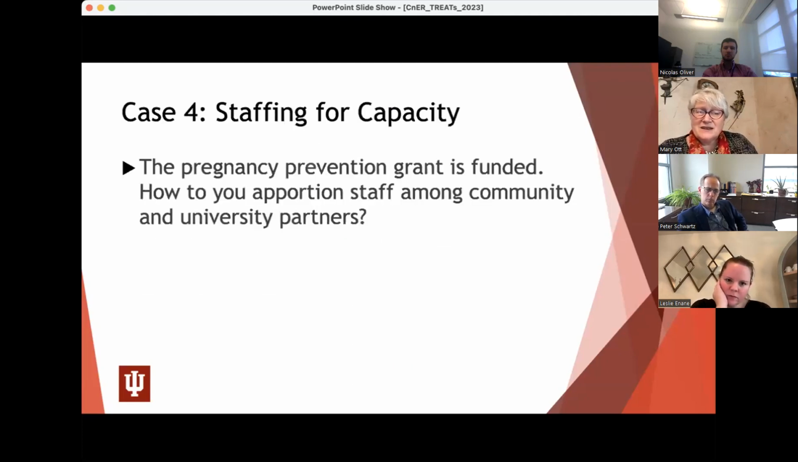So staffing for capacity. The pregnancy prevention grant is funded. So this flows from this idea of equal partnership. How do you apportion staff among community and university partners? How do you do this in a way that builds capacity?